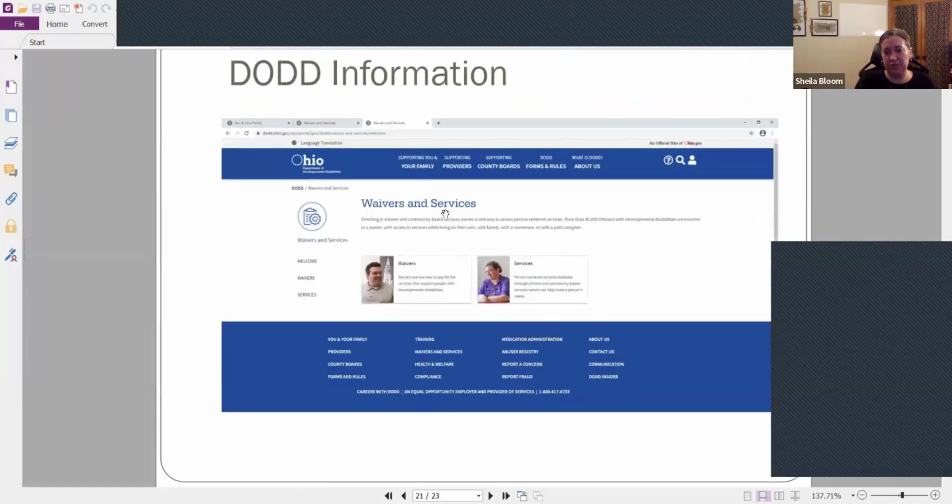Yep, and there's the waivers and services. So this is, again, they've got one-pagers on there. If you click through the waivers and the services, it'll give you a little more of a condensed version of what falls under those waivers and the service definitions.